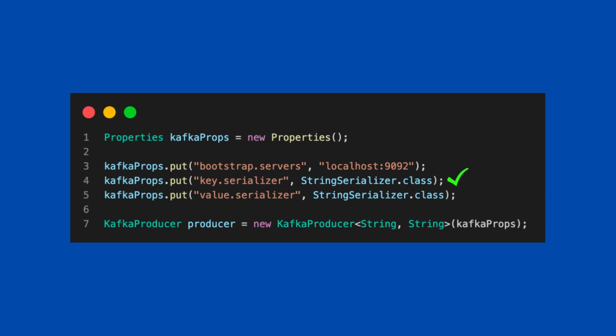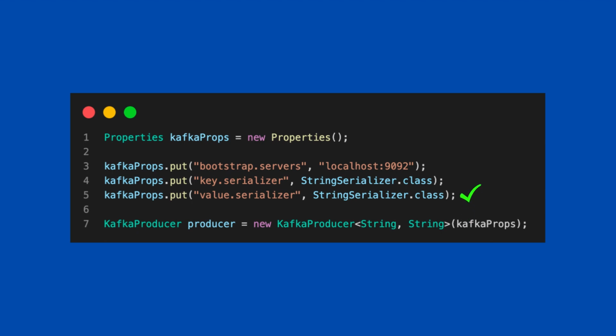Second is the key serializer. This is the name of the class that will be used to serialize the keys of the records. Though Kafka brokers expect byte arrays as keys, the producer interface allows us to use parameterized types. Therefore, we can use any valid Java object as a key. The producer will use this class to serialize the key object to a byte array.